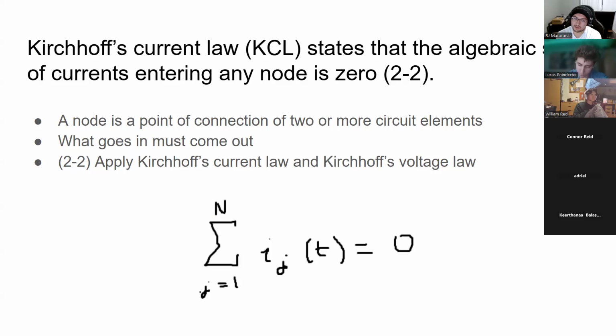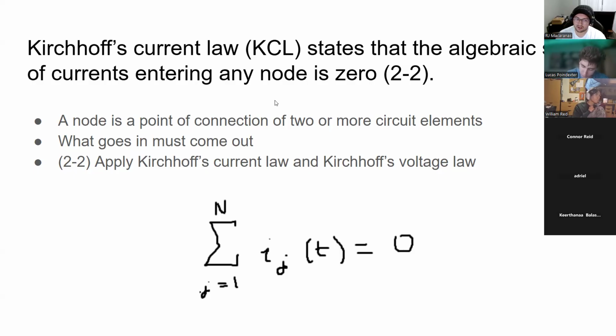And so next we are moving on to Kirchhoff's current law. Kirchhoff's current law states that the algebraic sum of currents entering any node is 0. We had looked at that last quarter to some extent, but I guess we hadn't formally defined what a node is yet.